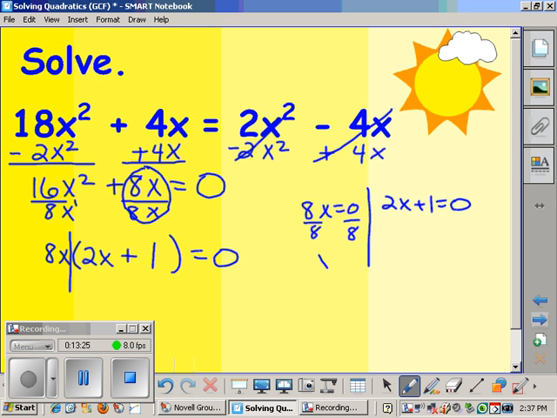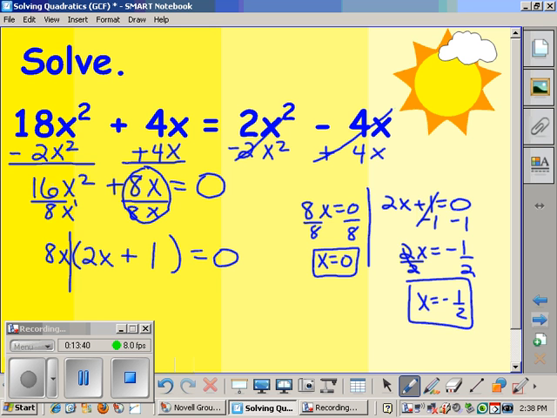So the first one, if you divide by 8, your one x-intercept is 0. And for the second one, once you solve it, you should get a fraction, and your second x-intercept is negative 1/2.